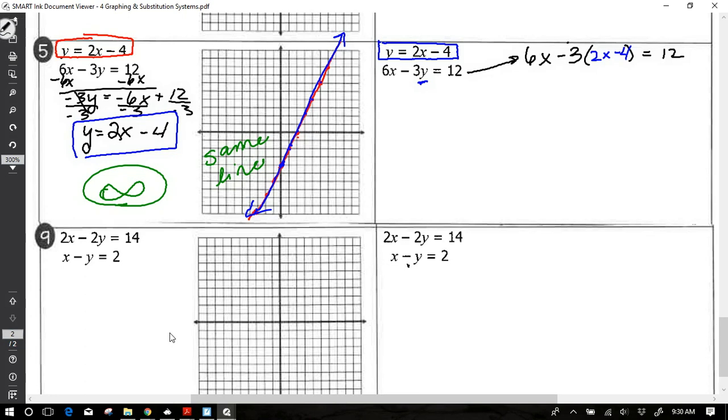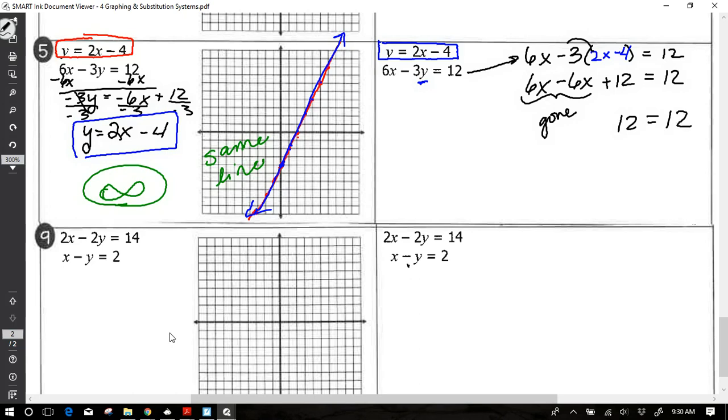So let's distribute this negative 3, and that'll give me a positive 12, and then bring down this 6x. Okay, I'm going to combine like terms right here. 6x minus 6x is nothing. It's gone, right? Because it's 0. And I'm left with 12 equals 12.